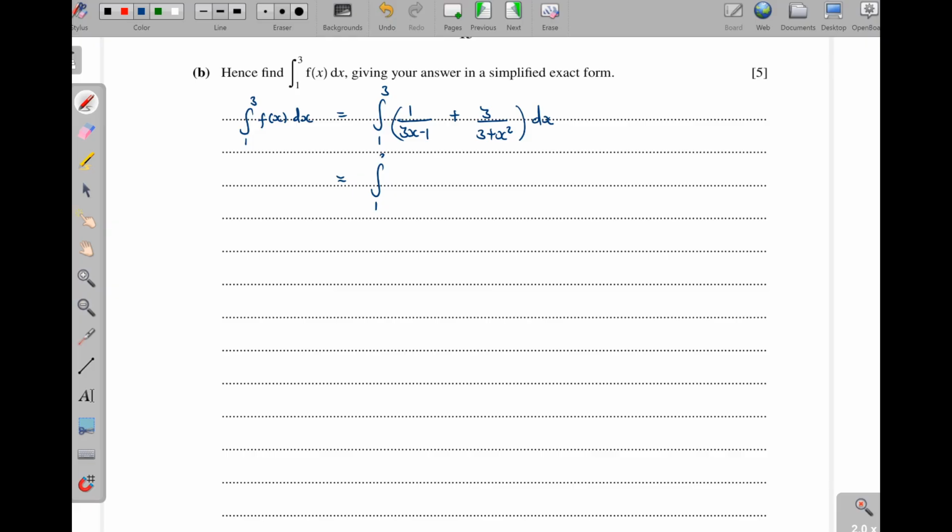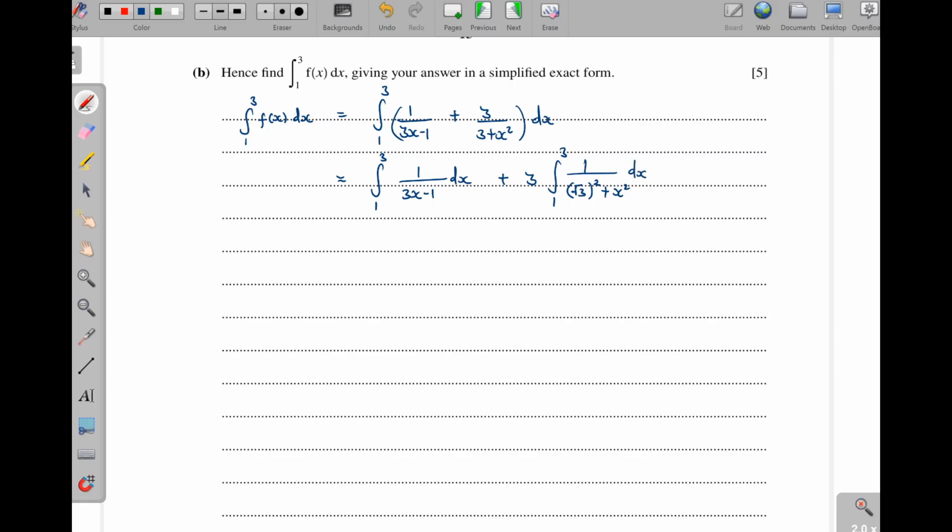So the integral from 1 to 3 of 1 out of 3x minus 1 with respect to x, then plus, I can take that 3 out, the integral from 1 to 3 of 1 out of, I can write this one as root of 3 squared, plus x squared, with respect to x.